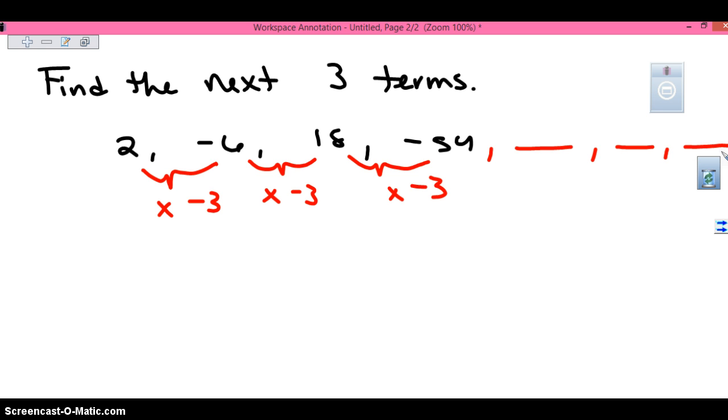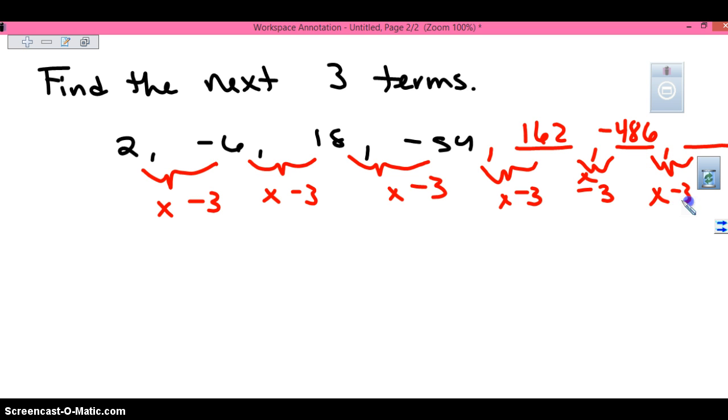So what do we have to do? Multiply times -3, and what do you get? -54 times -3, 162. And 162 times -3, is -486. And then the next term is 1458.